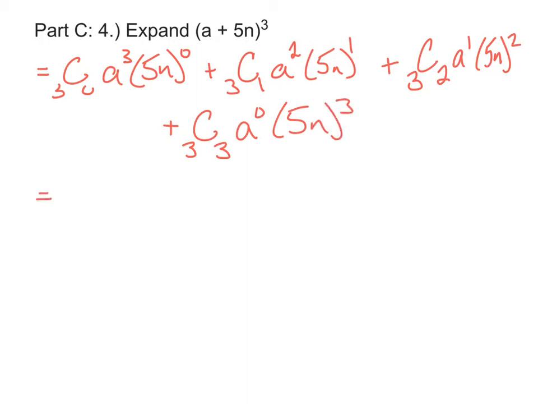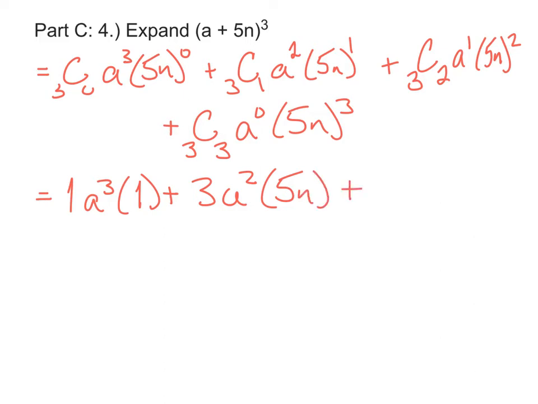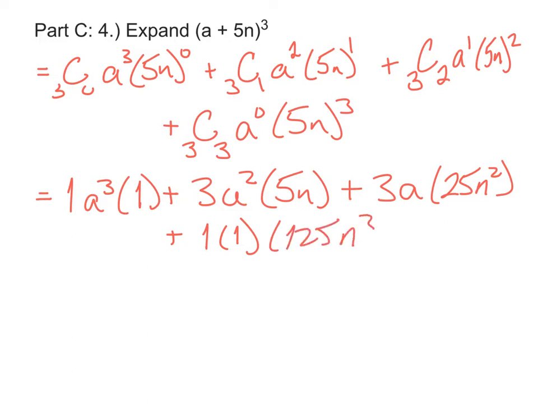In the next line of work, we calculate all the combinations as well as all the powers. So 3 choose 0 is 1, a to the third, and anything to the 0 power is 1. In the next term, 3 choose 1 is 3, a squared, and then 5n to the first is just 5 times n. In the third term, 3 choose 2 is 3, a to the first is a, 5n squared is 25n squared. And the last term is 1 times 1, and 5n to the third would be 125n to the third.